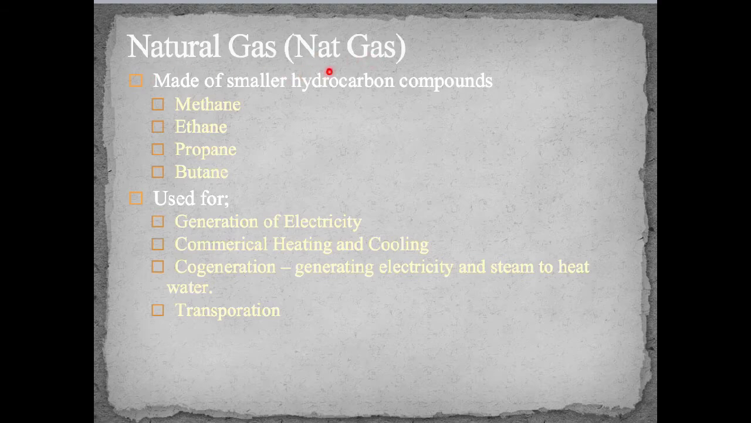So here we have natural gas, also called nat gas, made of smaller hydrocarbon compounds like methane, ethane, propane, which you might use for a grill, or butane. The natural gas can be used for generation of electricity, commercial heating and cooling, cogeneration, which is generating electricity and steam to heat water, so it's generating electricity and heat basically. And then transportation.